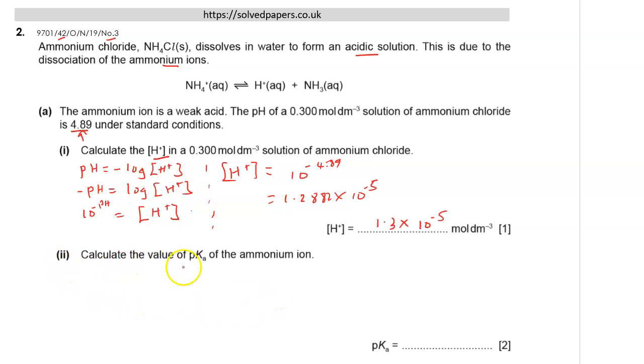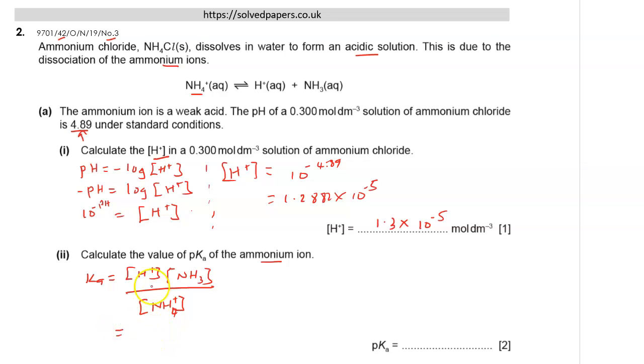Part 2, calculate the value of the pKa of the ammonium ion. Of course, you're given the ammonium ion here. So the expression of the Ka will be the concentration of hydrogen ions, multiplied by the concentration of ammonia, divided by the concentration of the ammonium ion. So we can get the Ka.